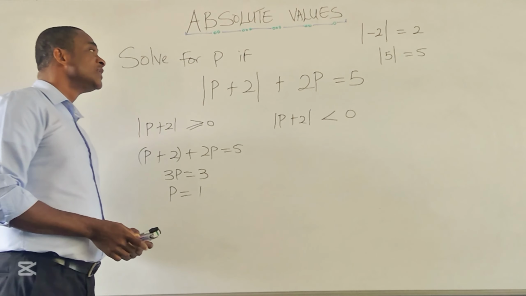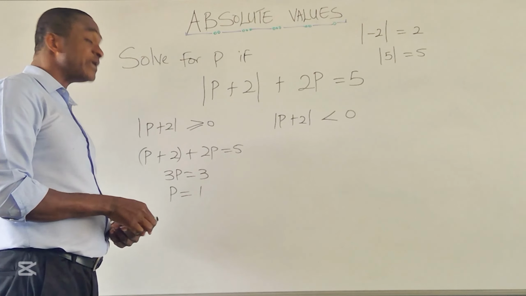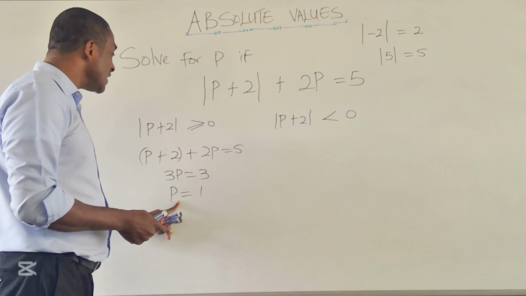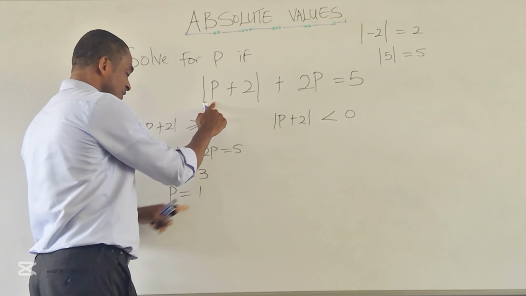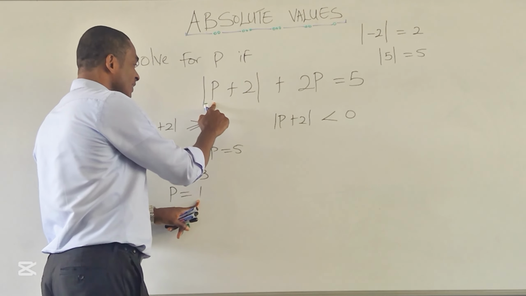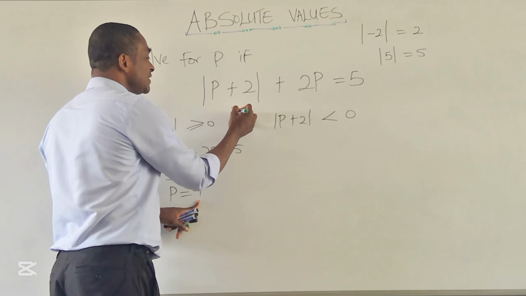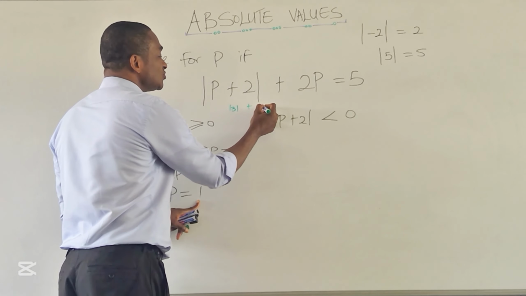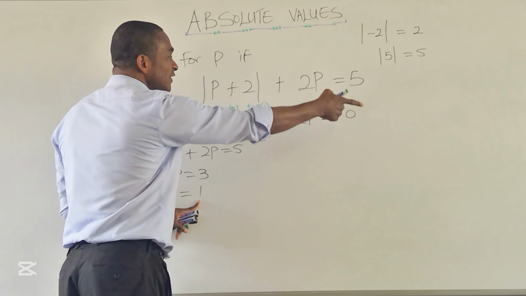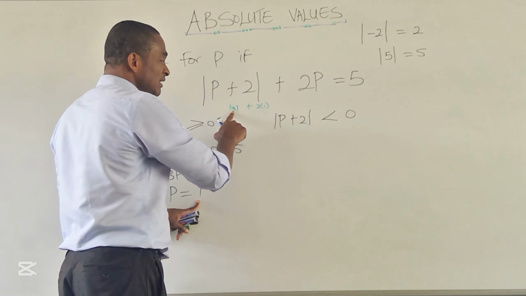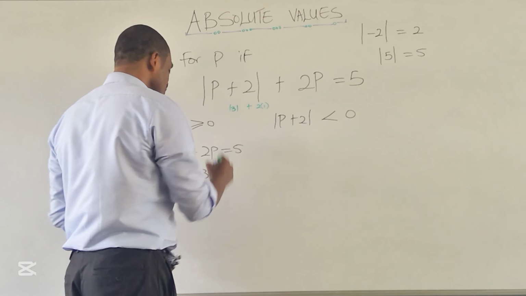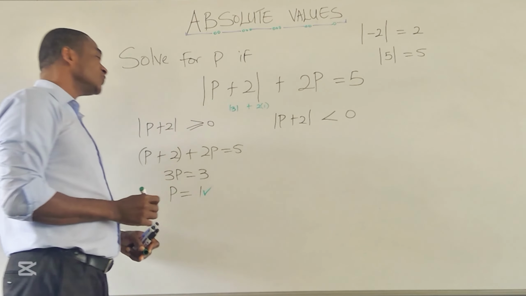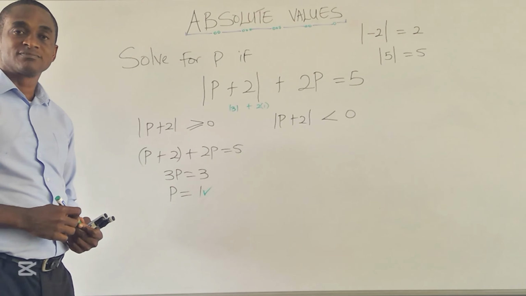What do we do? Let's check for critical values. We check if this value is valid. If p is 1, then 1 plus 2 is 3, plus 2 times 1, is it equivalent to what we have on the right hand side? The absolute value of 3 is 3, plus 2, that is 5. So p equals 1 is valid.